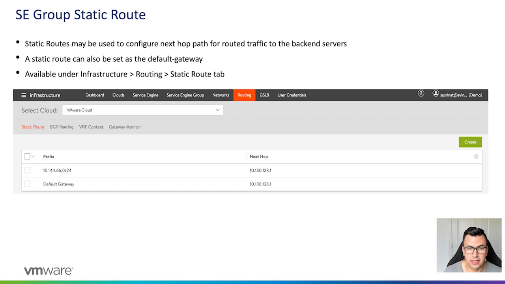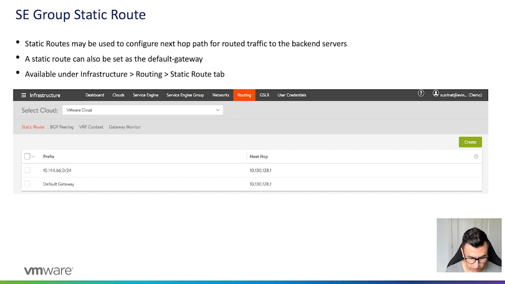So again, all these settings have a scope. So we have to select a cloud for that configuration. Right now it's VMware Cloud, and we're telling the SE how to reach these subnets. So in this case, 10.144.66.0/24 will be accessed through this IP.